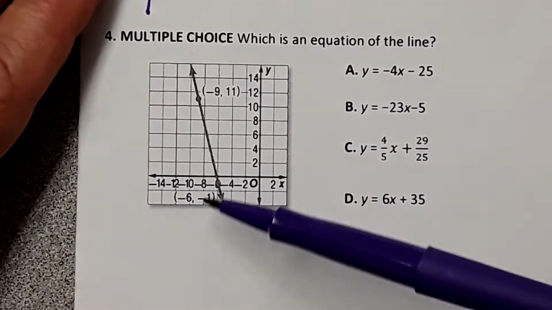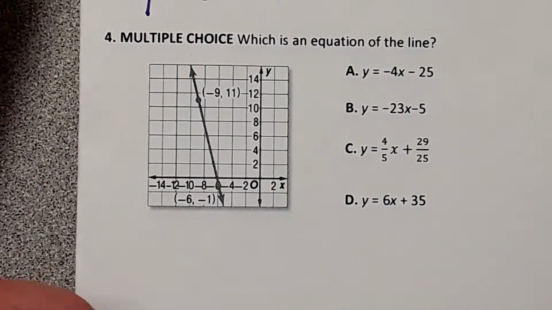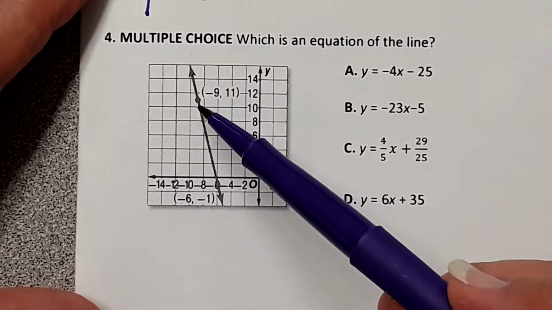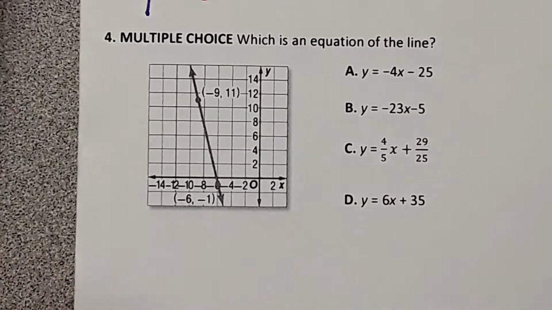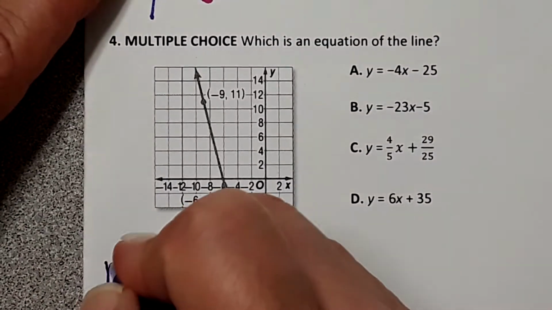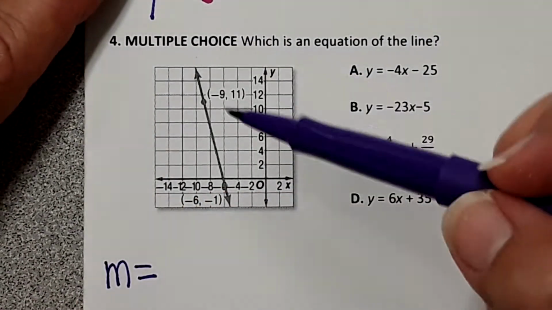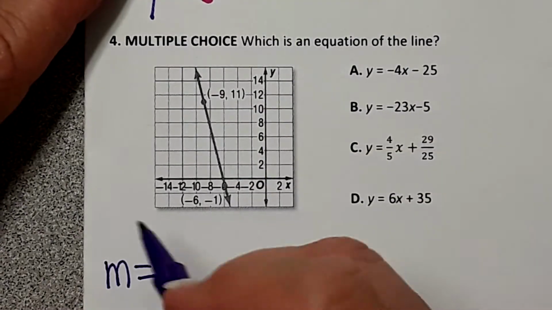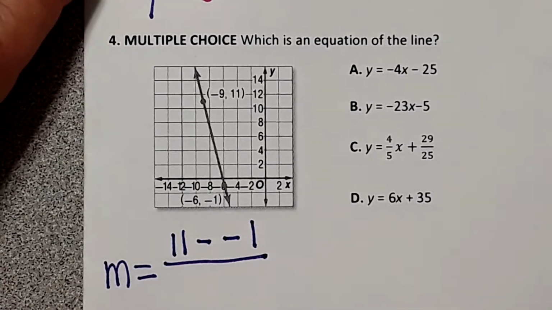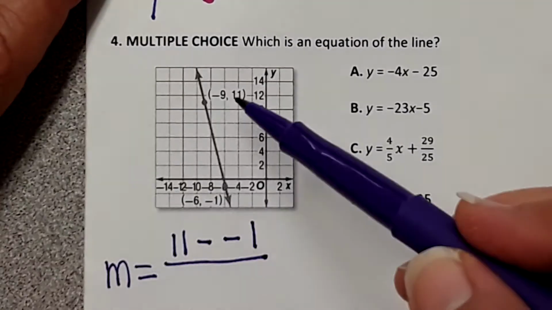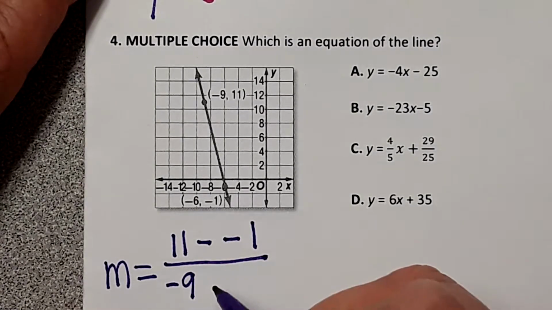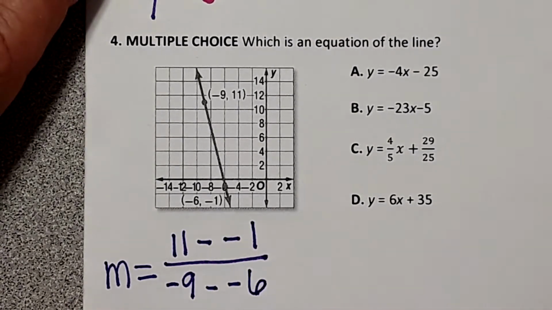Now, I'm given 2 points. So right away from those 2 points, I need to find the slope. I noticed that the line didn't do a really good job of passing through the grid like we talked about the other day. So I'm going to find the slope. So the slope would be, I'm going to do 11 minus negative 1. So 11 minus negative 1. Okay. And then I'm going to do negative 9. Remember that these two should come from the same ordered pair. Minus negative 6.